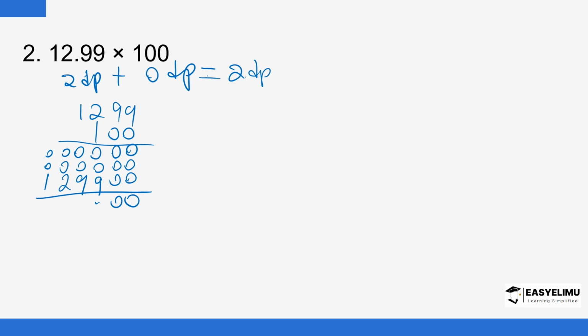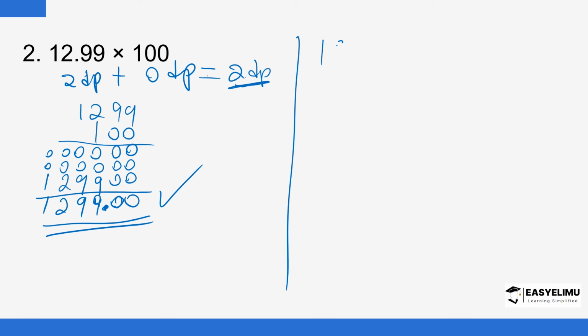So 0, 0, 9, 9 again, 2, 1. And of course, for multiplication by 100, if you're multiplying 1,299 by 100, you just need to add the 2 zeros. It's just 1299, then you add the 2 zeros. It's so easy. You don't have to go through this process. Then by inspection, you're supposed to have 2 decimal places. So where should the decimal point be, so that we have 2 decimal places in this number here? This is where the decimal point should be, so that we have 0, 0. So you see the number here.